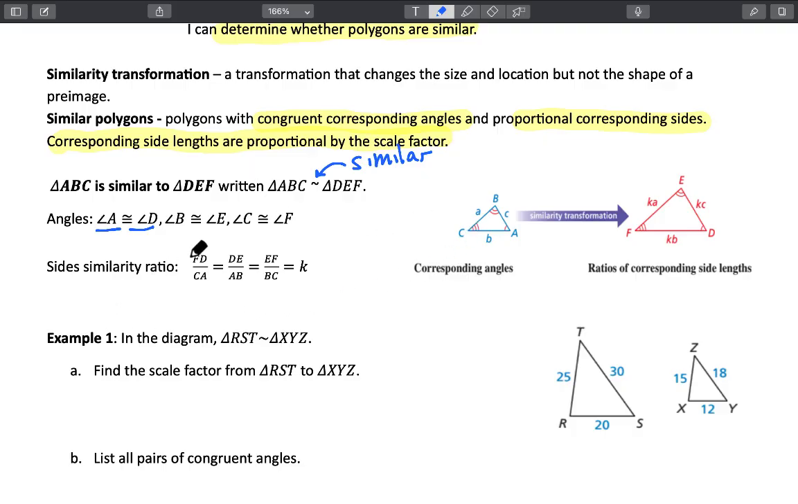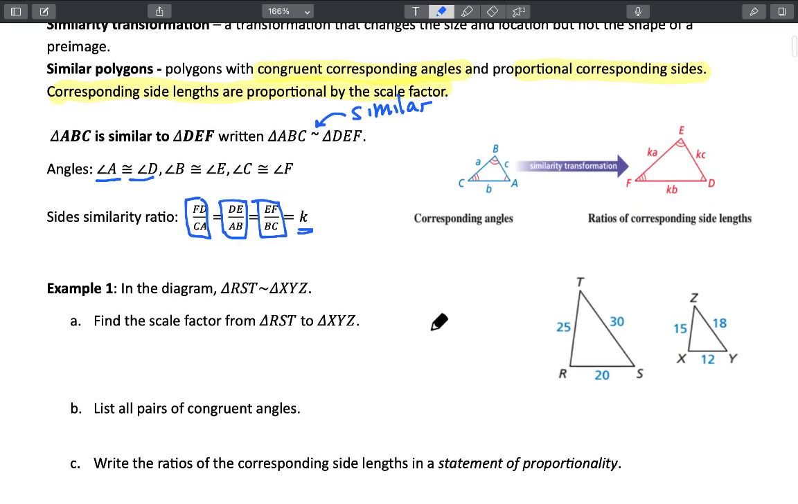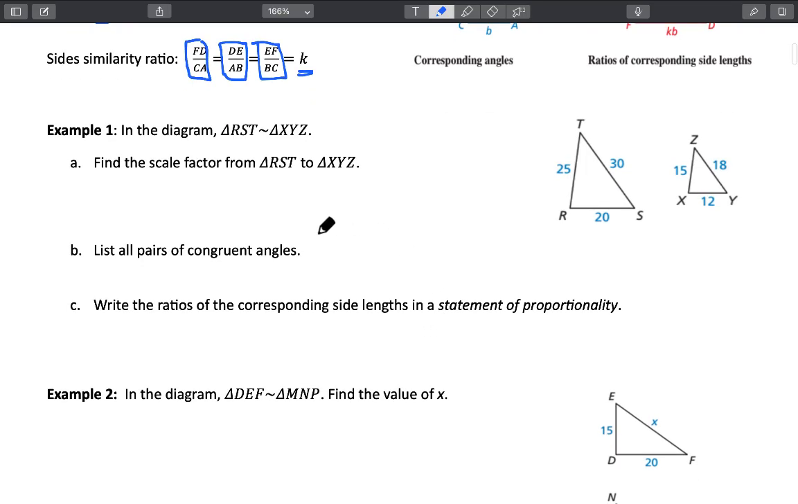Now their corresponding sides will be in proportion to each other. So notice here we've got sides FD, DE, and EF. Those all come from the same triangle in the numerator part of our ratios, and then CA, AB, and BC, their corresponding sides, are all in the denominator. Now when you put them all in ratios set equal to each other, this is called a proportion. They are all going to be proportional to each other, and they'll all equal the same similarity ratio or scale factor k. Let's take a look at a few examples and see how to apply this.